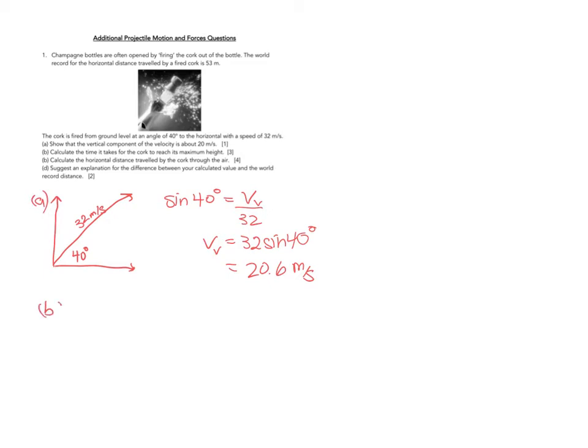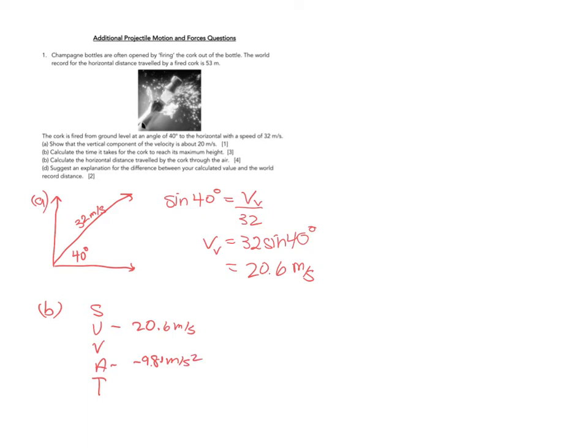Part B, let's calculate the time it takes for the cork to reach its maximum height. Now again, we need to make sure that we are keeping our vertical data separate from our horizontal. And in the vertical direction, it's going to accelerate. So, SUVAT. Let's go ahead and put our values in. We know that its initial speed vertically is going to be 20.6 meters per second, and that's going to be positive because it's going upwards. Acceleration, negative 9.81 meters per second squared.